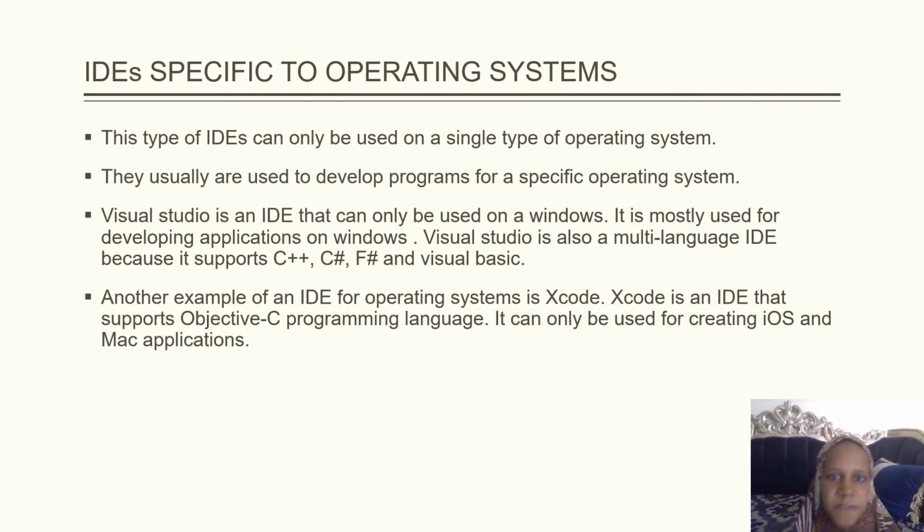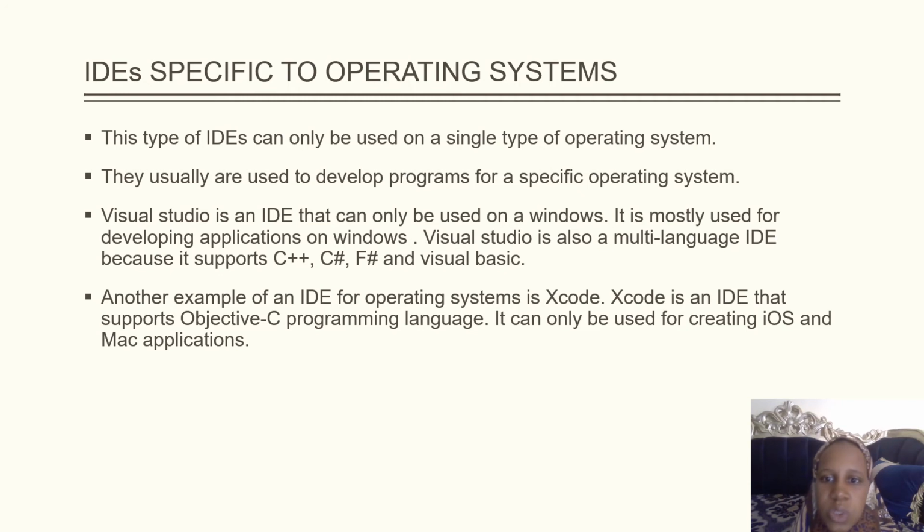IDEs specific to an operating system. This type of IDE can only be used on a single type of operating system. They usually are used to build programs for a specific operating system. Visual Studio is an example that can only be used on Windows. It's mostly used for developing applications on Windows.